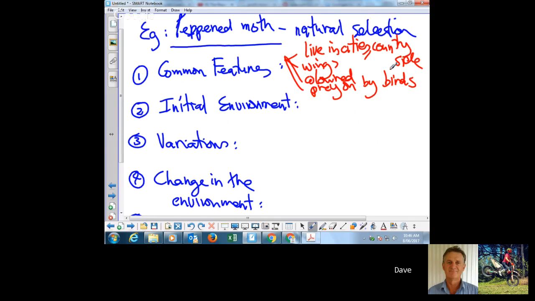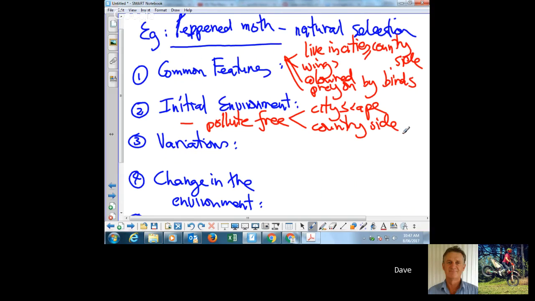And what's the environment like that they're living in? Well, it's unpolluted, pollution free. So it's the cityscape. It's the countryside. Now this is actually a real example. So we're talking, and it was first noticed in England back before the Industrial Revolution.